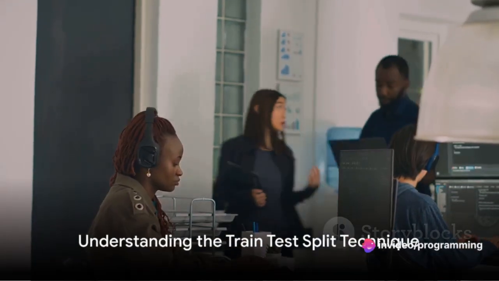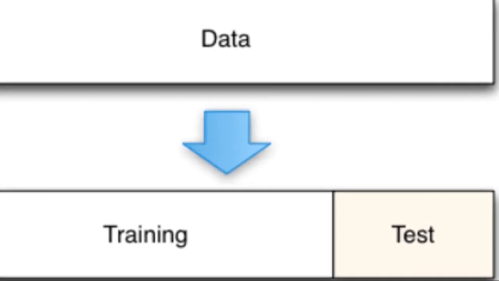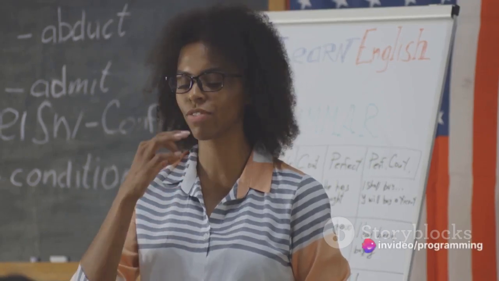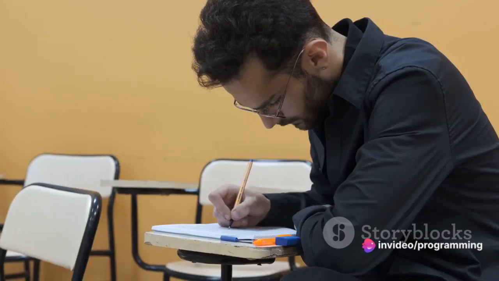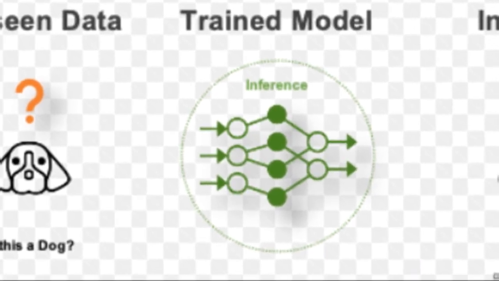The train-test split is a simple yet powerful technique. It involves splitting your dataset into two parts, a training set and a test set. The training set is what you use to teach your model. It's the textbook your model learns from. The test set, on the other hand, is the exam paper. It's the unseen data that your model needs to predict.